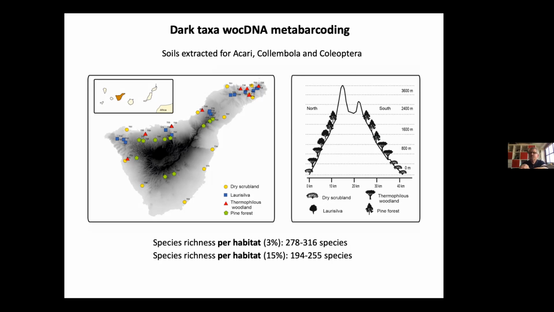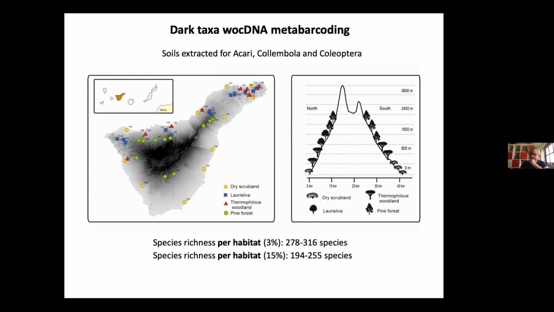Now, just doing this for 52 sites across the island of Tenerife, using a threshold of 3% to define what's probably a species, per habitat, we sample between 278 and 316 species. And even when we apply a super conservative threshold saying, well, everything below a similarity of 15%, we'll just call that a species, even then we're finding numbers of species that are way higher than what we would predict based on existing inventory data for these groups.